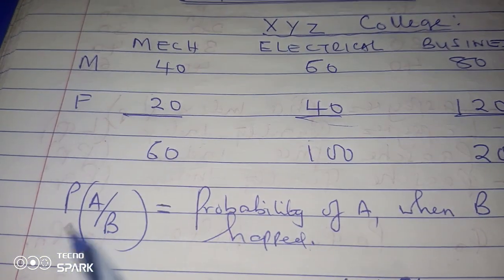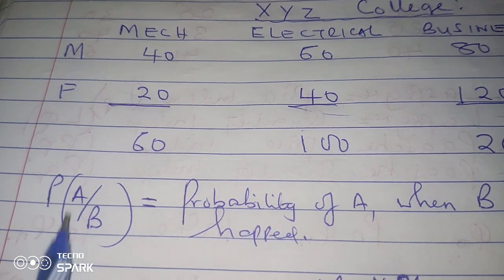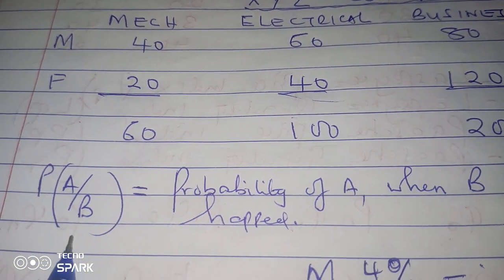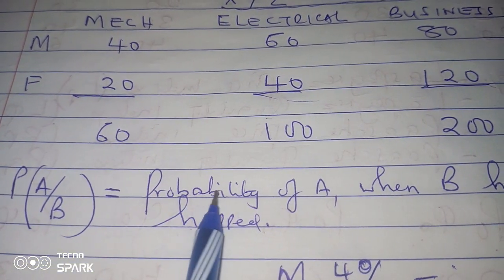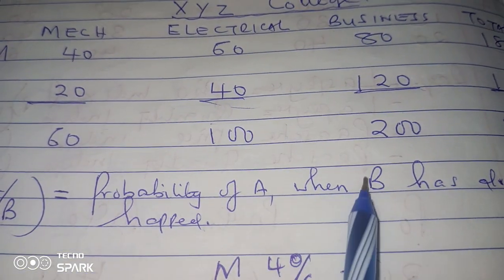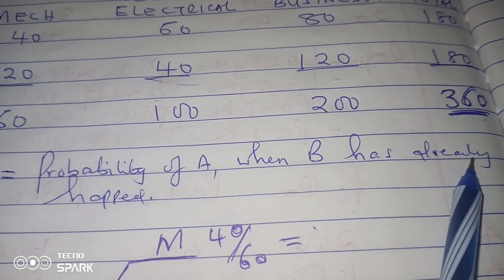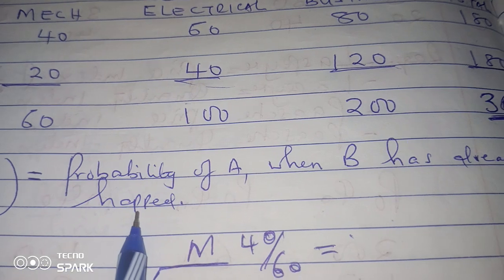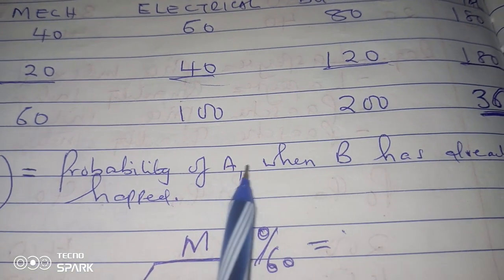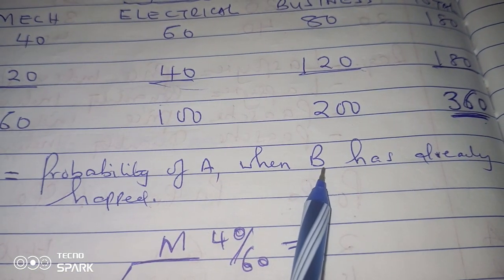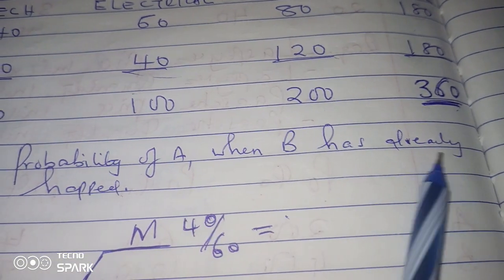Now, Bayes' theorem, written as probability of A stroke B, is simply the probability of A when B has already happened. The probability of an event when a preceding event has already happened.